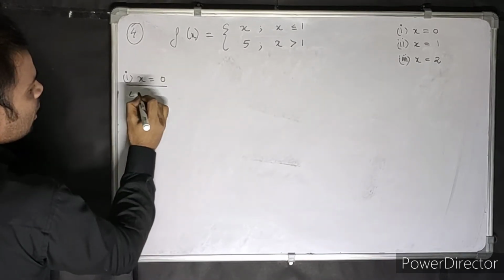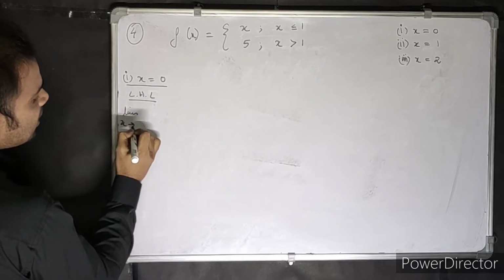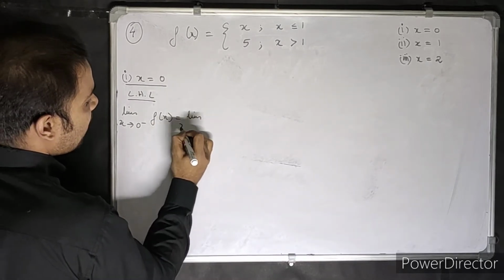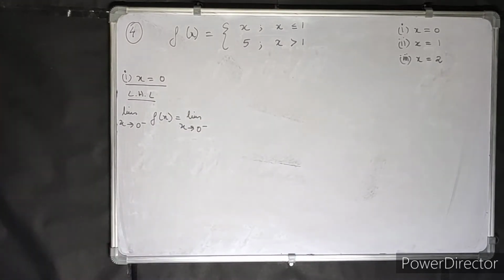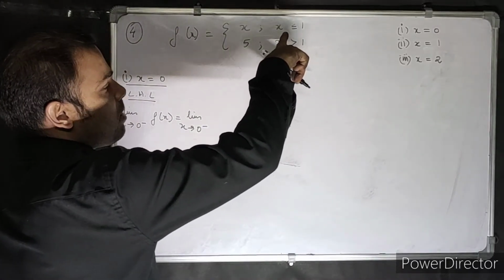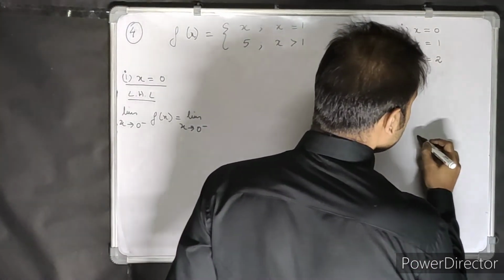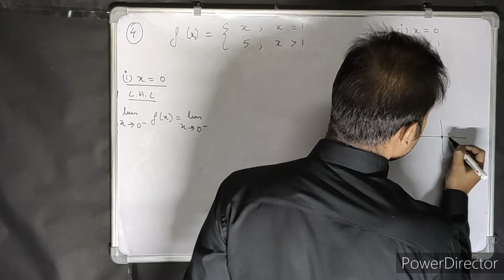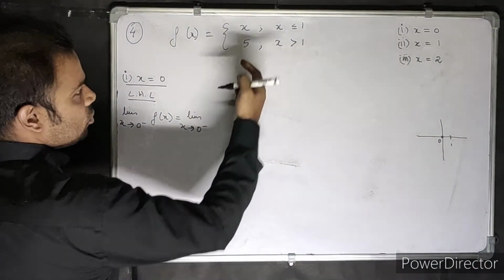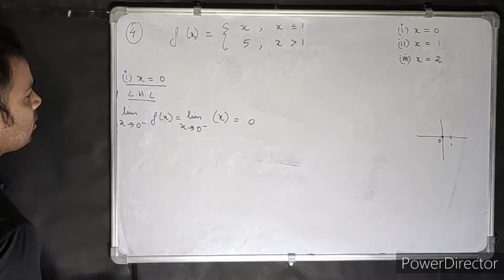Okay. So left hand limit, what will be the left hand limit? Limit of x tends to 0 negative f of x is equal to limit of x tends to 0 negative. Now it's time to put the function. Which function are you going to put? See, x is less than 1. Less than 1 means what? 0 is less than 1. See, 0 is here, 1 is here. Right? 0 is less than 1. So you have to use that function x. So when you put 0 in x, you get a 0.